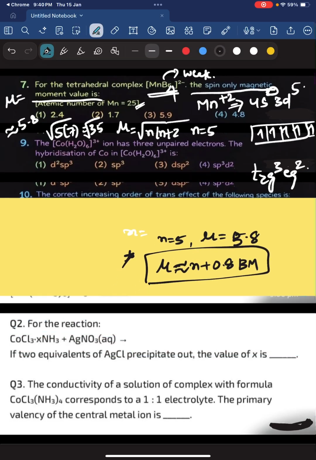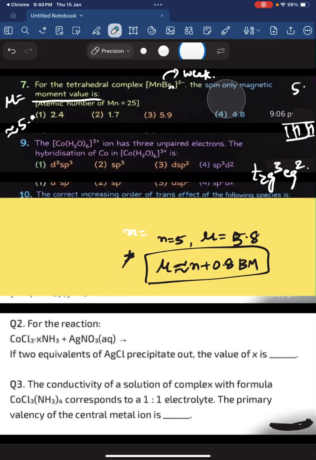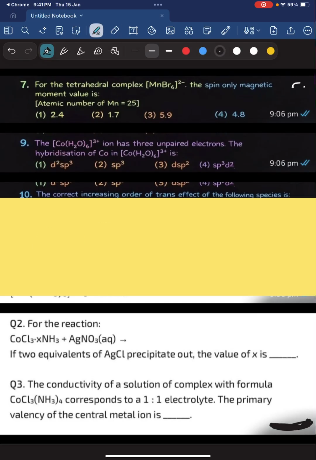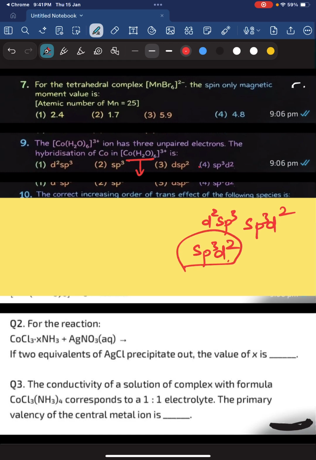Coming to the next question. Just read the second question, students. Co(H2O)6 3+ has 3 unpaired electrons. So accordingly, we have to find the hybridization of Co(H2O)6 3+. Generally, coordination number 6 means we can directly see the hybridization is either d2sp3 or sp3d2. Since H2O is a weak field ligand, the hybridization is sp3d2. That's the answer for this, students. Very simple way you can do it.